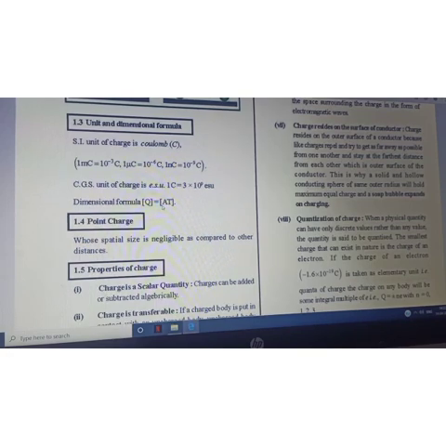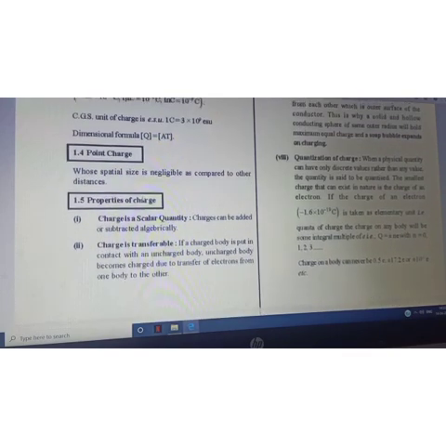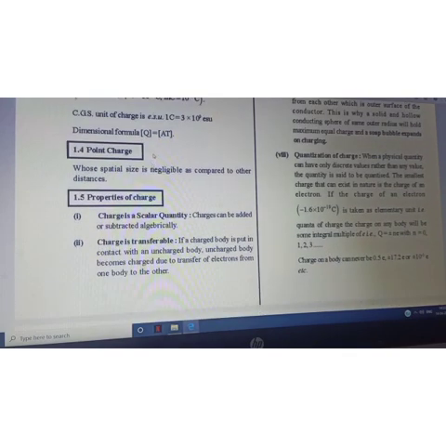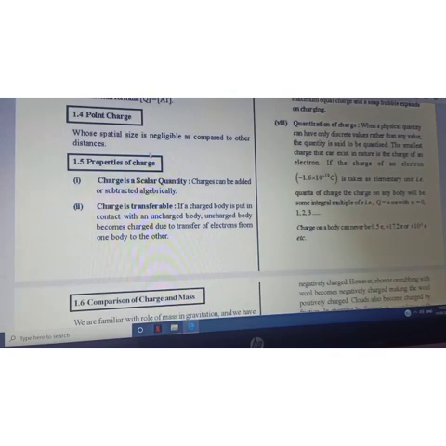So the next topic is point charge, and for clarity, what is a point charge? Suppose you met an Italian or African friend at the airport, and he asks, where are you from? Then you say, I am an Indian. So with respect to the universe, India is a point.